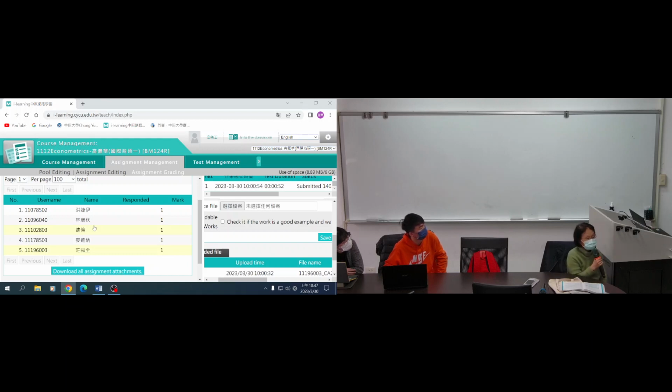Wait, let me explain more about the box plot. You all learned statistics in undergraduate, right? Usually this box plot is something we learn in undergraduate statistics.